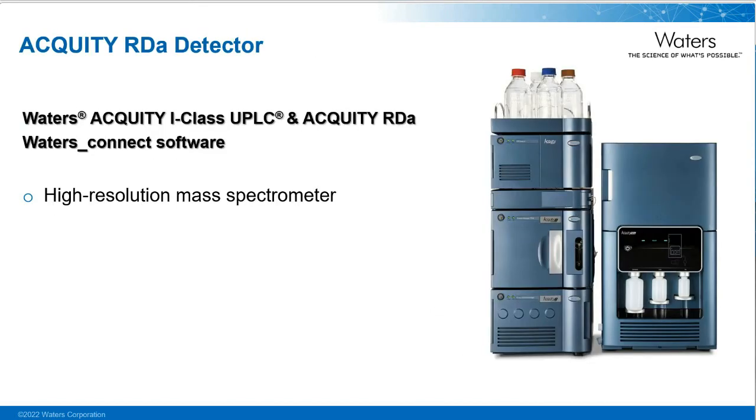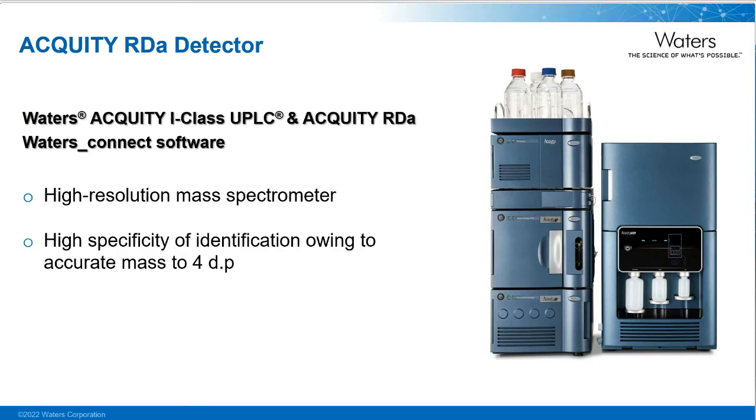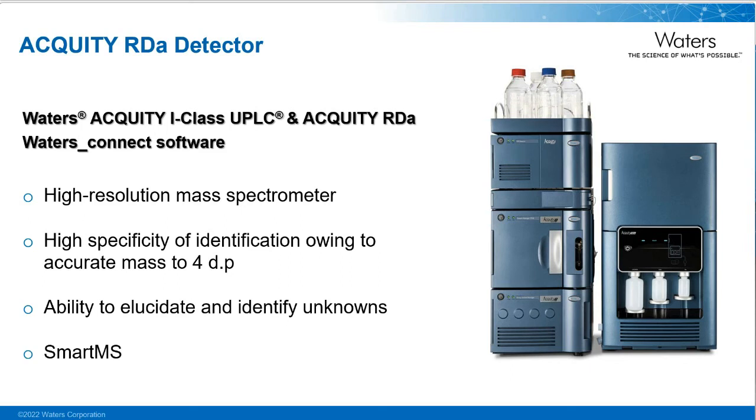The ACQUITY RDa Detector is a small, high-resolution mass spectrometer which provides high specificity in identification. Compounds can be identified on the basis of their accurate mass to 4 decimal places, and the associated software has the ability to assist with structural elucidation of unknown peaks. The ACQUITY RDa is ideally suited to the fast-paced environment of a laboratory for seized drug analysis. It is an entry-level time-of-flight instrument that has been specifically designed to be simple and easy to use with the aid of SmartMS.